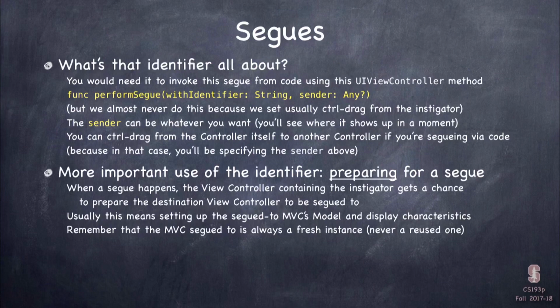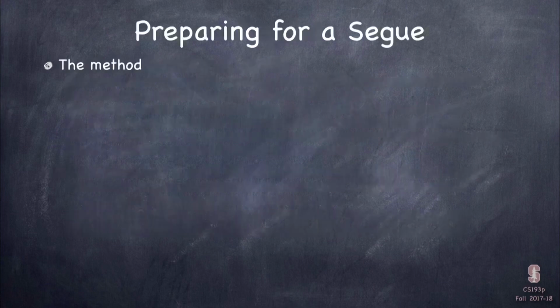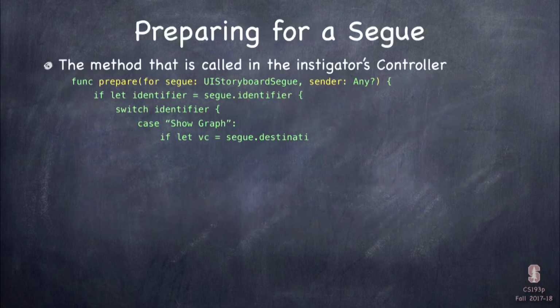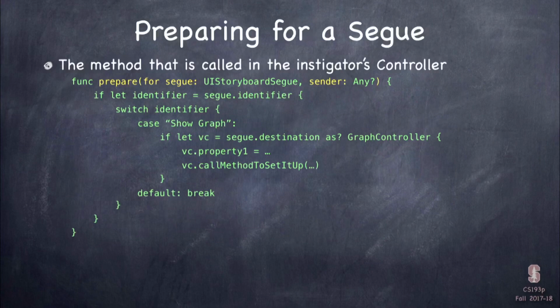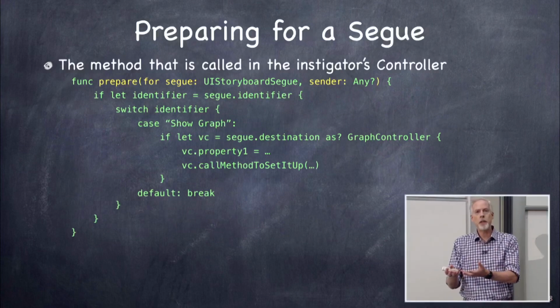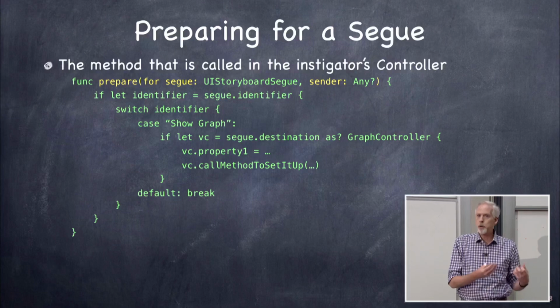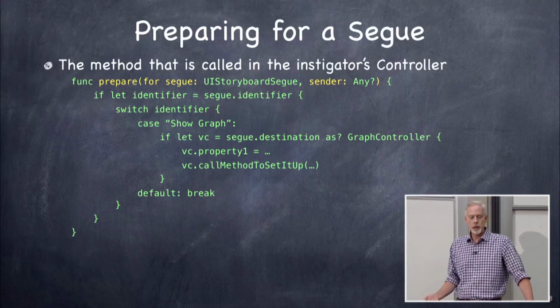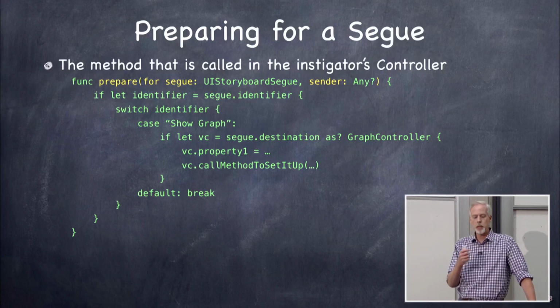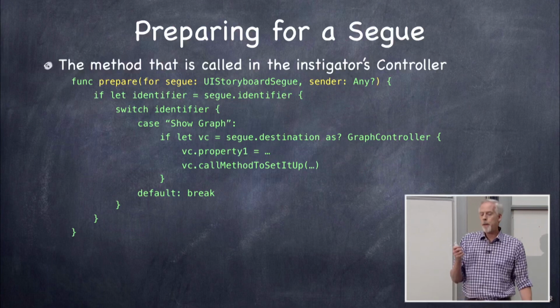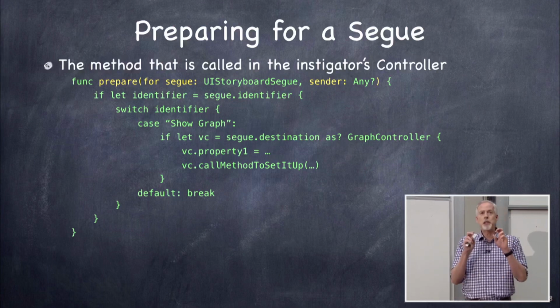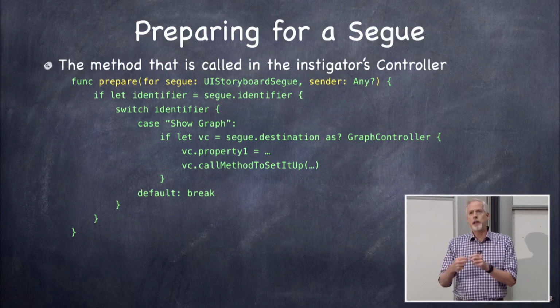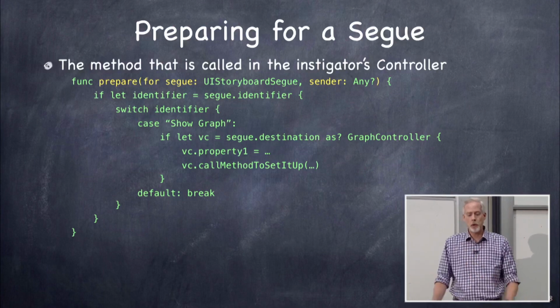Make sense? So we do that with a function called prepare for segue. This function is implemented in the MVC that is causing the segue to happen. It's obviously the only one who could prepare the new MVC to be ready to go. This is what that method looks like, prepare for segue. It has two arguments. The segue, which is a UI storyboard segue, that segue mostly just has the identifier and also the MVC that we need to prepare, right? The MVC that it just created that we're going to segue to.